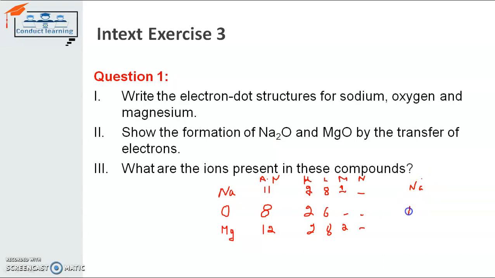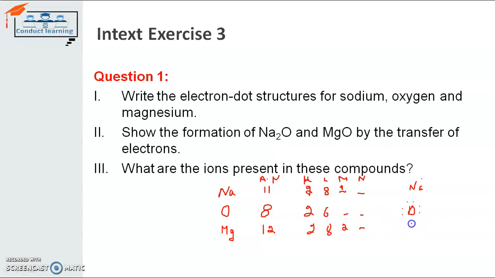On the other hand, oxygen can share 6 electrons. So the electron dot structure for oxygen will be like that. For oxygen, it is easier to take 2 electrons rather than to give away 6 electrons. It has 6 electrons in the valence shell, so that's why the dot structure is like that. Otherwise, it would take 2 electrons rather than giving 6 electrons.